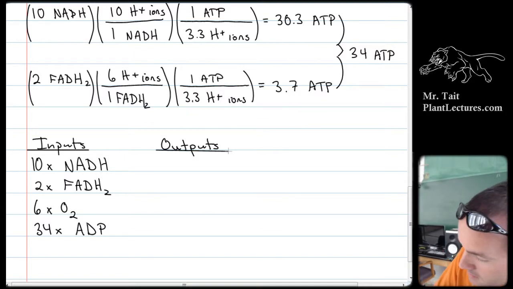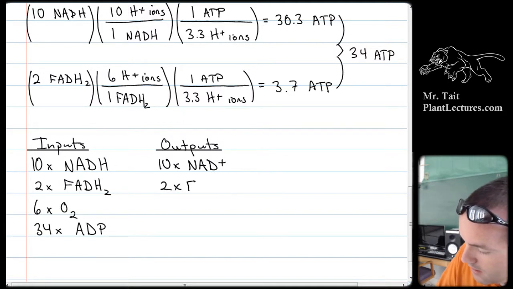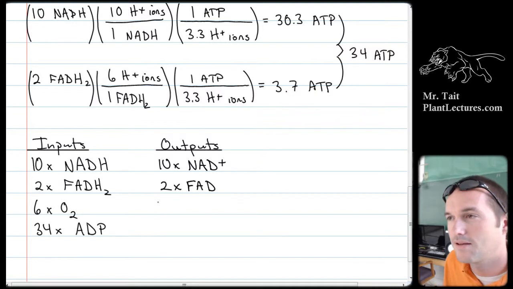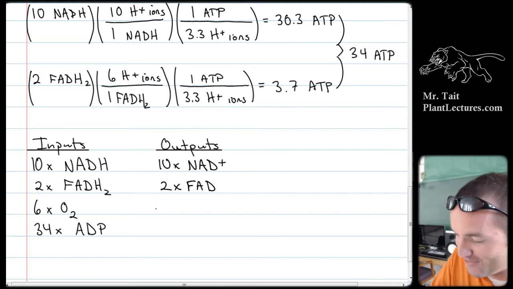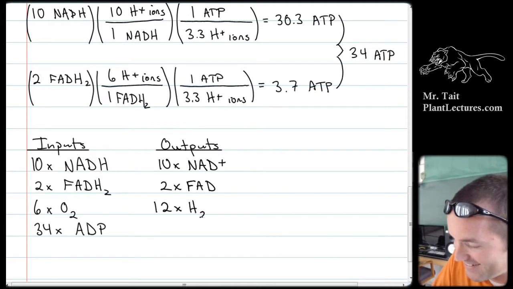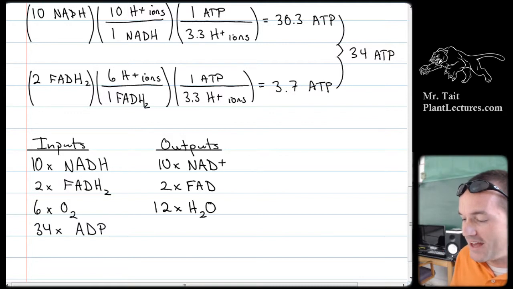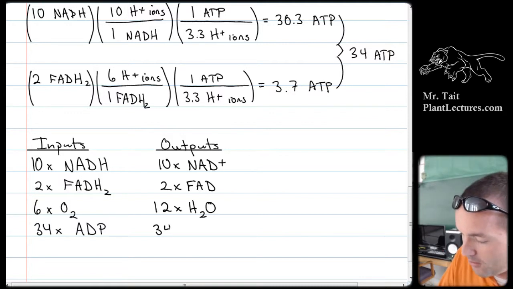Okay? So our outputs then are going to be 10 NAD+, 2 FAD, and 6 O2. How many waters does that make? Think about this for a second. Before you say anything, it's O2. How many oxygens per water? 1. So 12. Okay? So then our 34 ADPs become 34 ATPs.